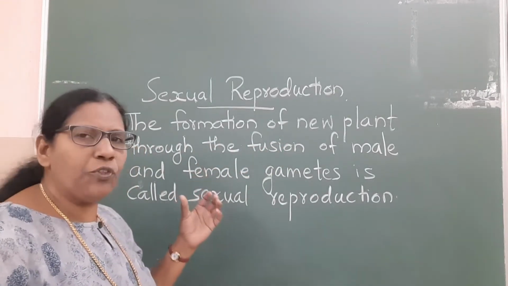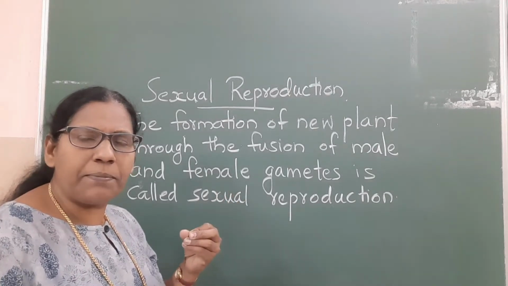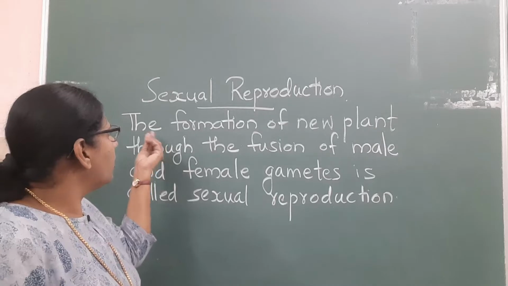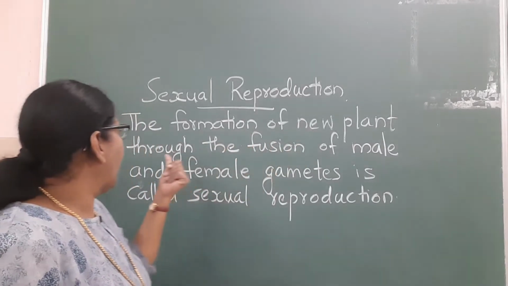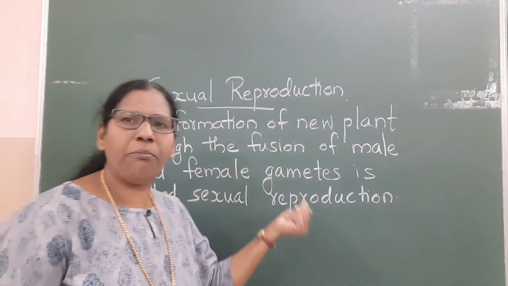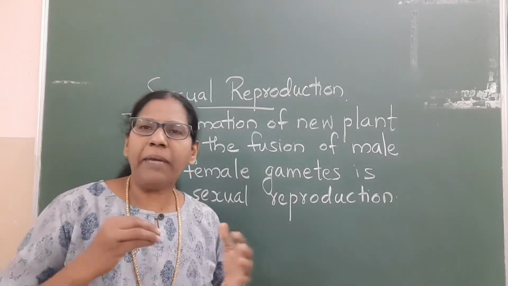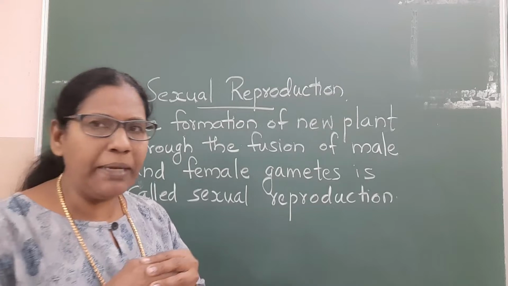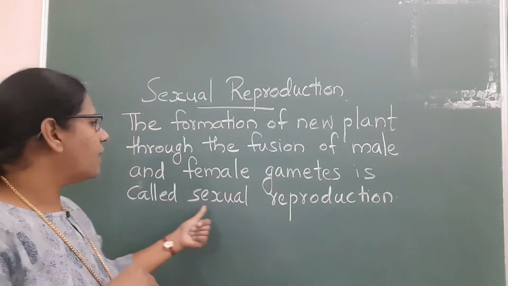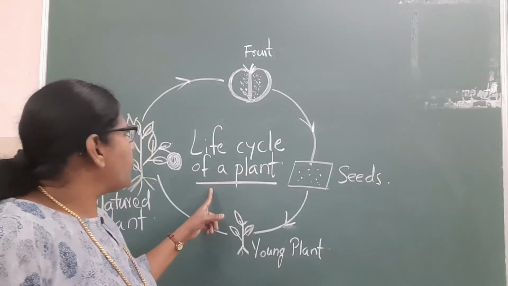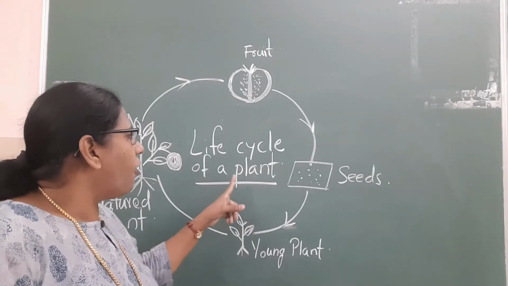The formation of a new plant. From where does the new plant come in sexual reproduction? From the seed. The formation of a new plant through the fusion of male gamete and female gamete. The male gamete fuses with the female gamete and then sexual reproduction takes place. Now we are going to see the life cycle of a plant.